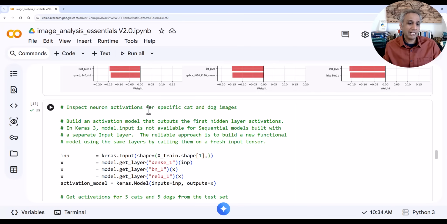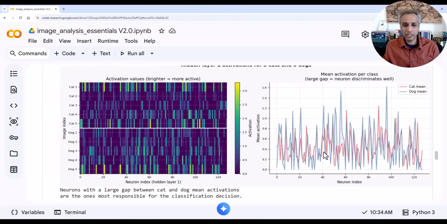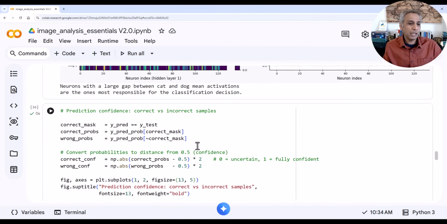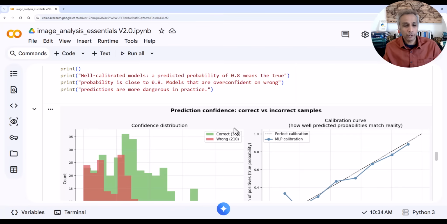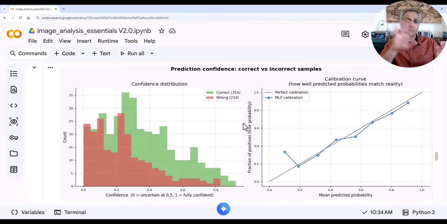Inspect neuron activations. In this case, we are asking the question: do activations actually help in discriminating cat versus dog? If there is a good separation between this red and blue, I would say yes, but I don't see much difference between mean activation in both types of plots. The right type of plot is what I normally use, and I don't see much of anything right there, right? So now, predictions, correct versus incorrect samples. Again, there are various ways of looking at your results and trying to infer something from them. I'm just showing you a few of those, and hopefully you'll find them useful.